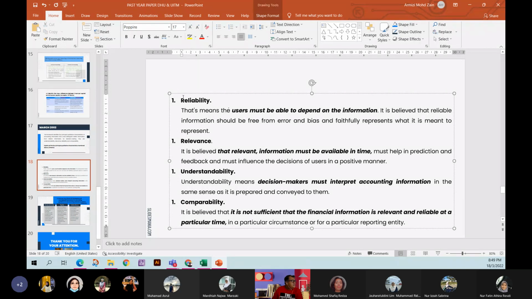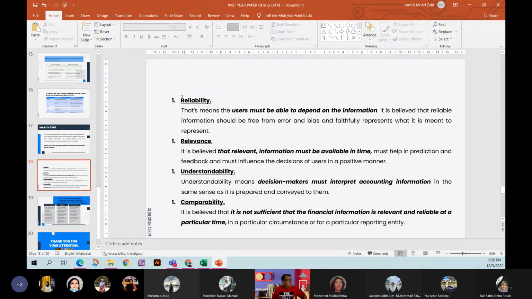Okay, reliability you nak cerita pasal apa? Okay, you double kat situ. Relevant, understandability, comparability. Ini mungkin jawapannya boleh dapat markah lah. Reliability means the user must be able to depend on the information. It is believed that reliable information should be free from bias, error, and faithful representation.